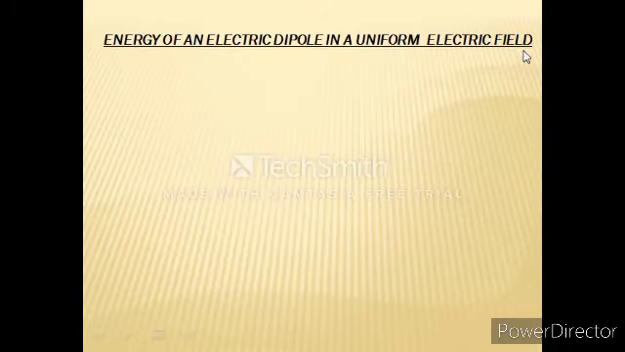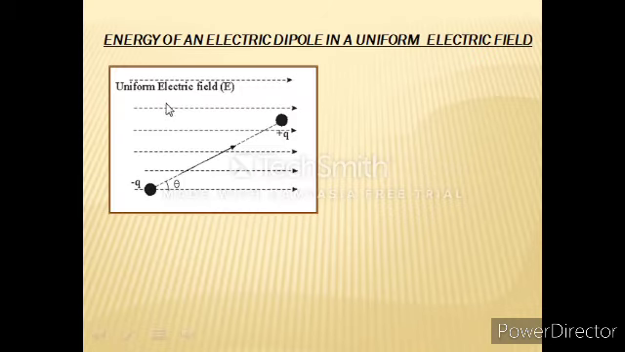Energy of a dipole in a uniform electric field. Let's see this. This is the uniform electric field pointing in the rightward direction, shown by these arrows. We have a dipole. The length is not given, but the length is 2L. This dipole moment makes angle theta with the field.